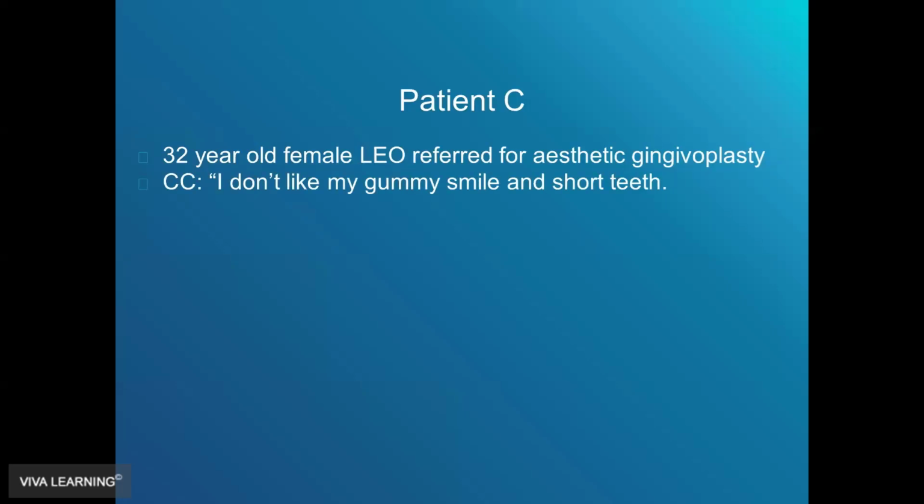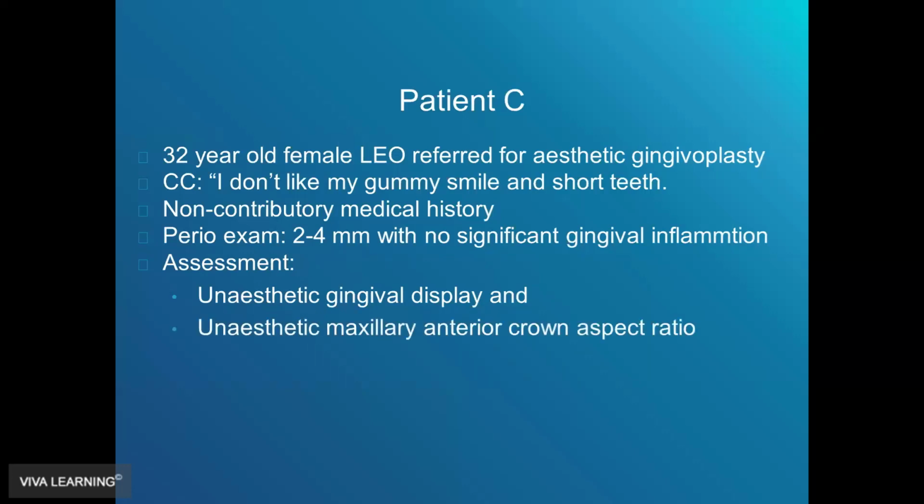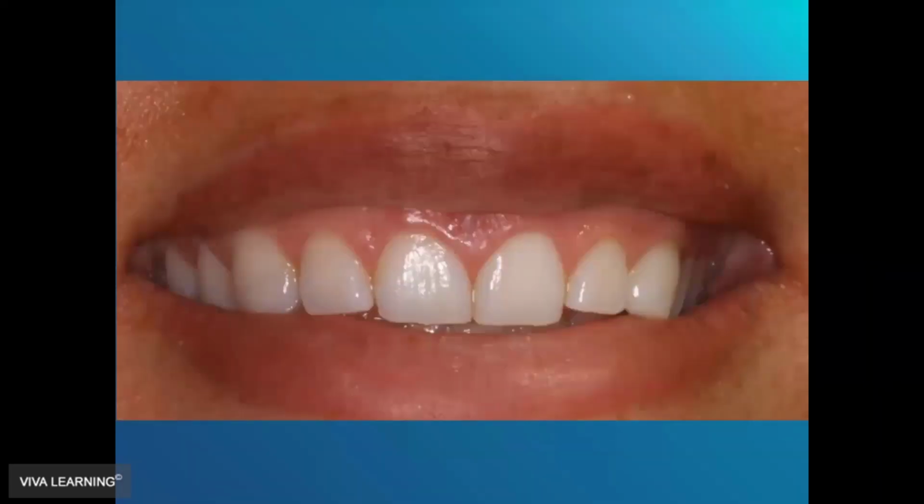Her chief complaint was, I don't like my gummy smile and short teeth. Medical history is non-contributory. Perio exam was basically non-contributory, except for my assessment of, and her assessment, on aesthetic gingival display and on aesthetic maxillary anterior crown aspect ratio. So this is what she looks like with a slight smile. You can see she does show too much gum tissue and her teeth are kind of square.